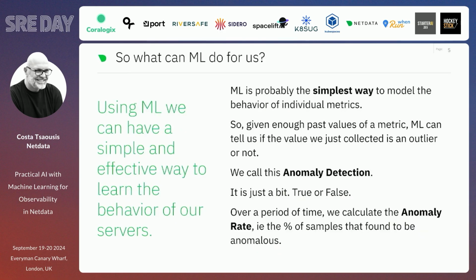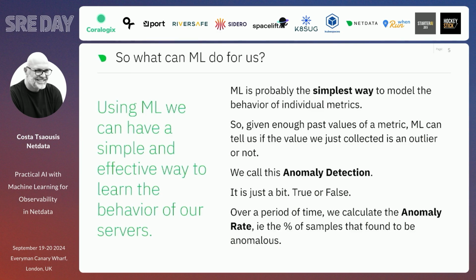So what can machine learning really do for us? How can we use it in observability? Machine learning is the simplest way to learn the patterns of our metrics, how they behave over time. It's easy because it's just an algorithm: you push the data to it, and it learns how they behave. Then it can tell us if a sample we just collected is an outlier or not. Does it match the pattern or not? So this anomaly detection is just a bit, either true or false. Either it is an outlier or it's not.